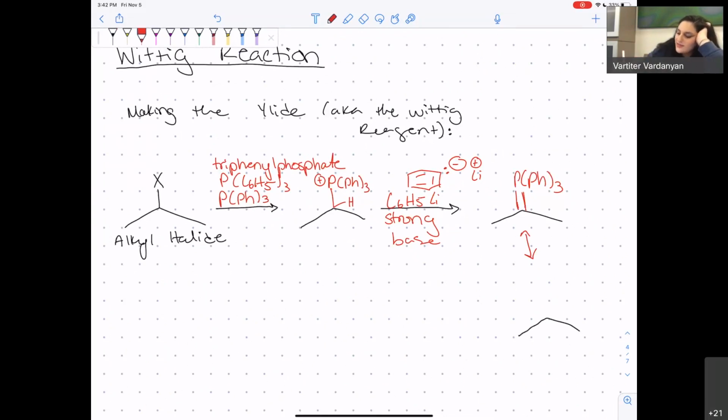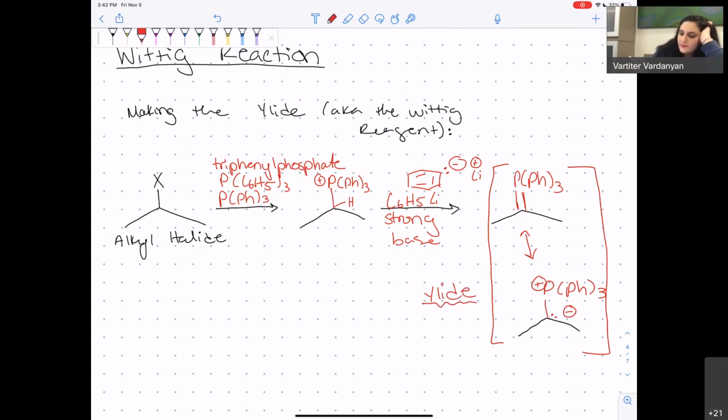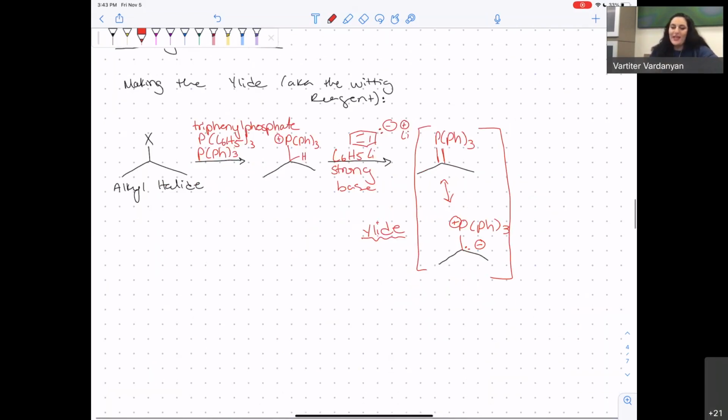We have a resonance structure for this guy, and it looks like so. So just know that there are 2 resonance structures for our pal, the ylide. So this is the Wittig reagent. We haven't done the Wittig reaction yet, so just to be clear. But now let's do the Wittig reaction.